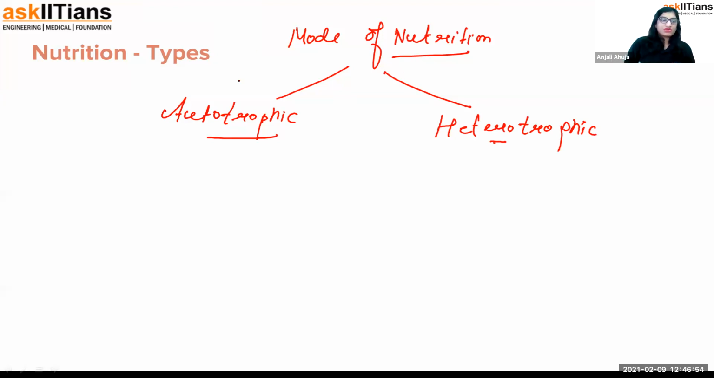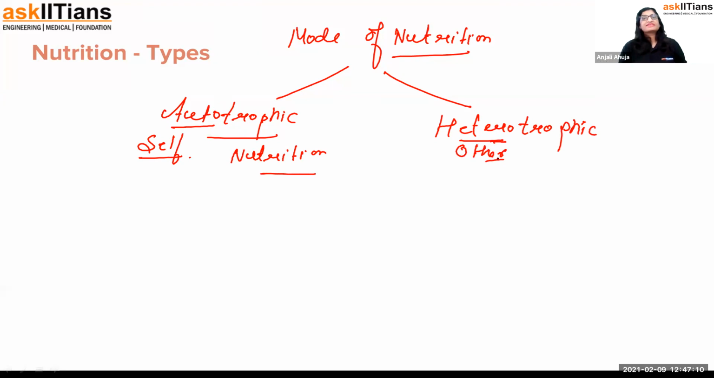So auto means self. It's a Greek word. And trophy means nutrition. And hetero means other. Trophic is nutrition. So autotrophic means when an organism is making its food by itself, that's autotrophic, and heterotrophic means dependent on others.